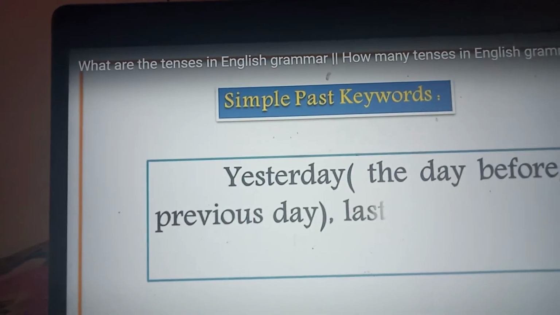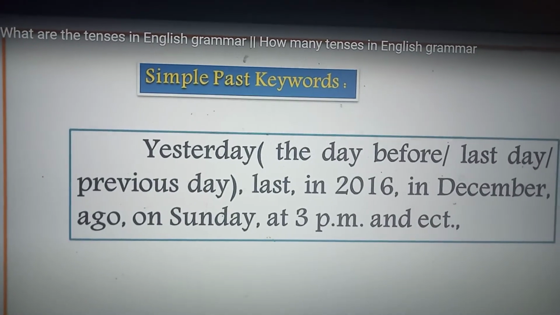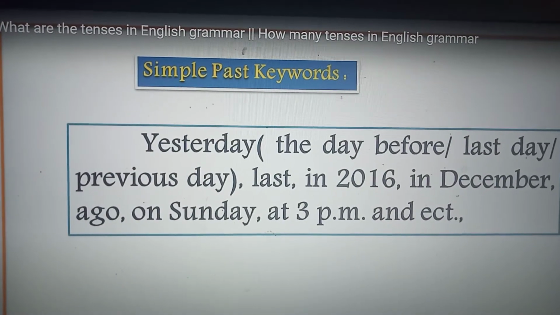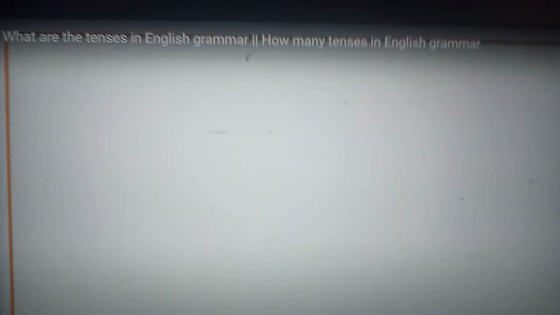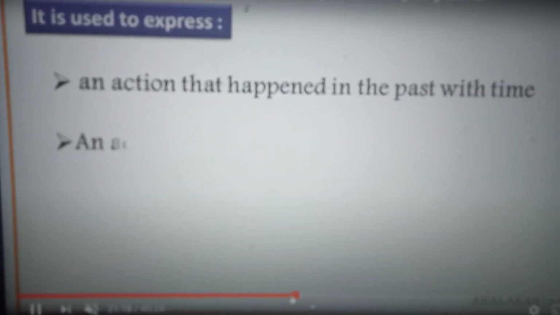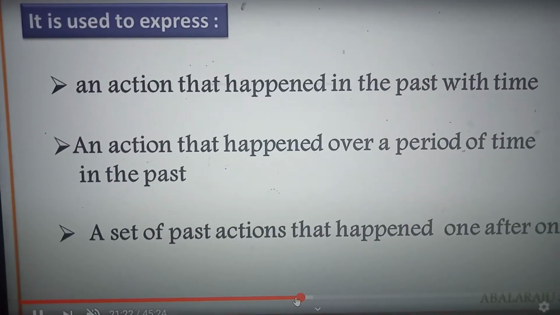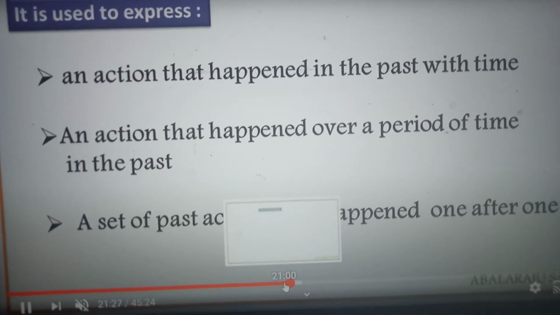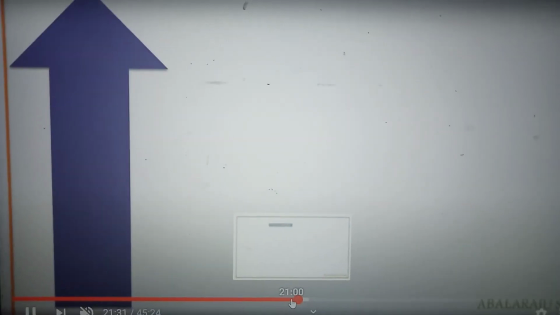Keywords: yesterday, the day before, previous day, in the last, in 2016 December, ago, on Sunday, at 3 p.m. These are all the keywords. Action happened in the past with time. Action happened over a period of time in the past.